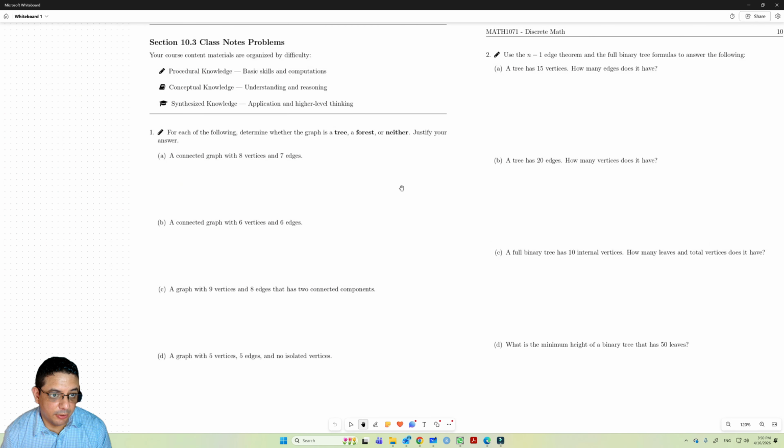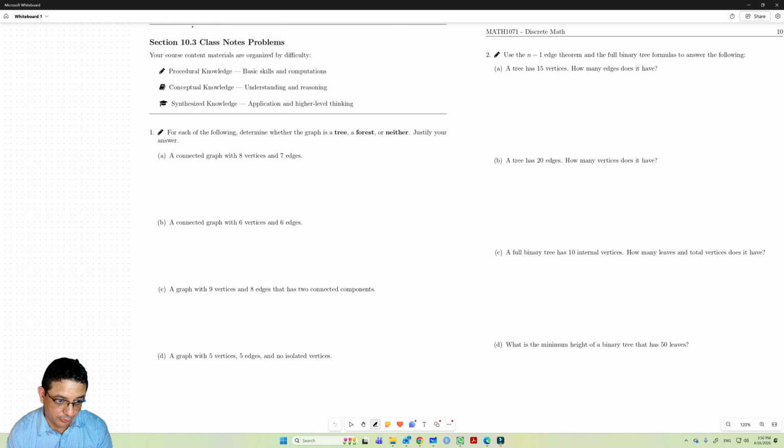Hello everyone, this is going to be section 10.3 class problems. So first, for each of the following situations, we're going to determine whether we have a graph, a tree, a forest, or neither of those. First, we have a connected graph that has 8 vertices and 7 edges.